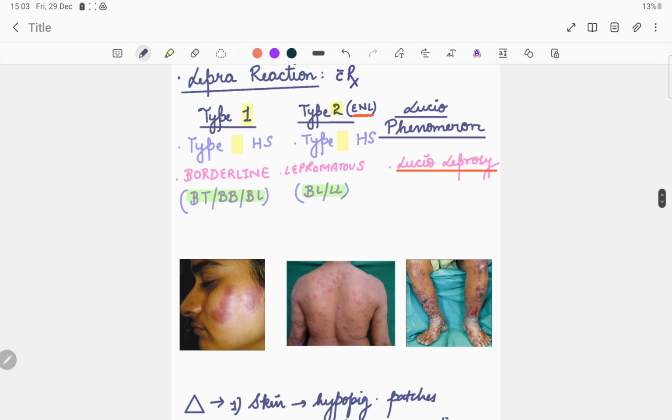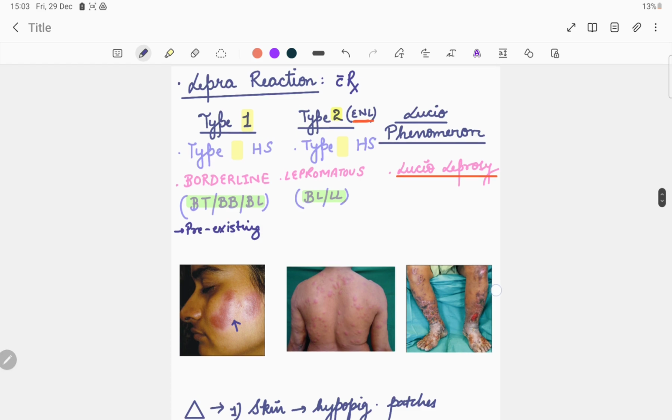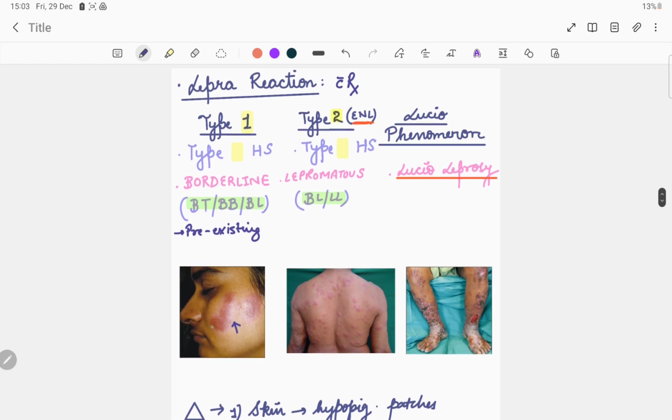The difference between these two is that in type 1 lepra reaction, the pre-existing lesions start becoming much more prominent. So here, as you can see, there might be earlier a face lesion of leprosy, but after the treatment it became red and erythematous and very tender. So pre-existing lesions become erythematous and tender, as compared to type 2 lepra reaction, where there are new lesions being formed, and these new lesions are usually nodules. So new nodular lesions are being formed.